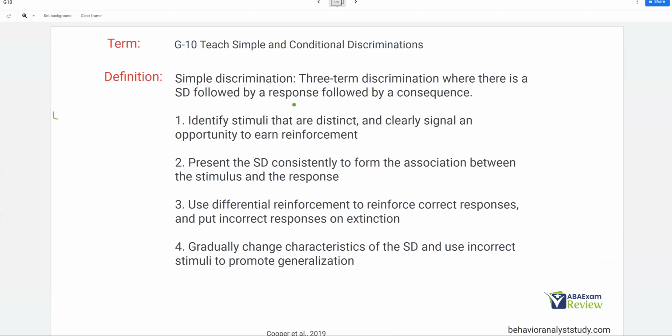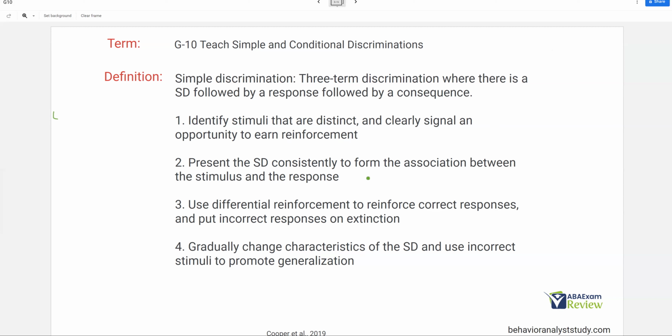So how are we going to train simple discrimination? Again, it's a three-term discrimination where SD is followed by a response, followed by a consequence. And this is what you're going to be training on all the time using differential reinforcement. So first, you want to identify stimuli that are distinct and clearly signal an opportunity to earn reinforcement. So you want discrimination to be clear for simple discrimination. So shapes and numbers and colors, animals, these ideas are distinct. And when you say point to so-and-so, give me so-and-so, do so-and-so, that's a clear opportunity to earn reinforcement.